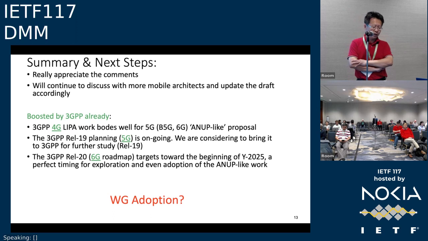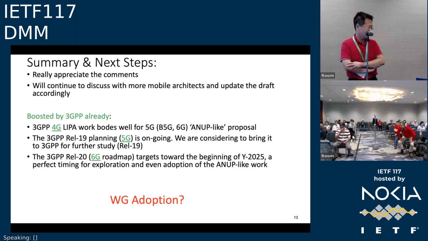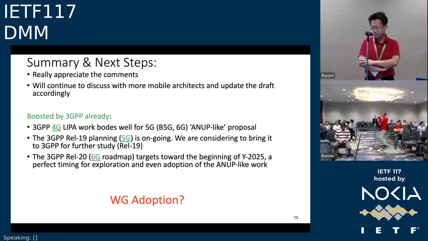The next one is like the team. We want to get adoption for all the work we have done. This is a perfect timing. I'm not saying it's going to be finished, but it will be mature by the end of next year or the beginning of 25, which is the perfect time for the 6G roadmap and planning. So, welcome for any comments. Any questions, comments?